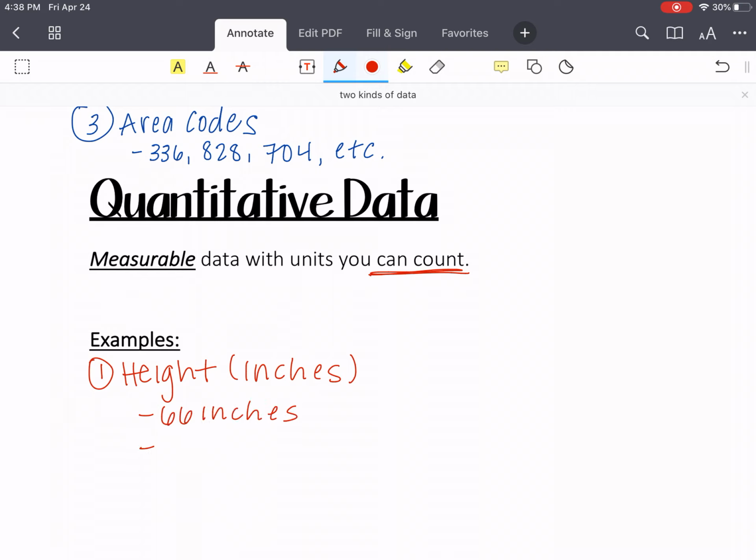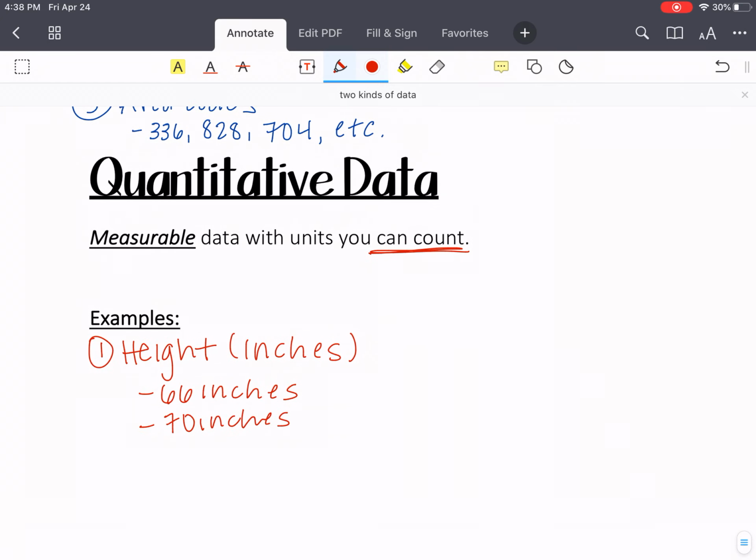Another one, 6 foot, I believe that's 70 inches. Okay, etc. Another example of this could be, I don't know, shoe size. So shoe sizes are measured in 6, 6.5, 7, etc.